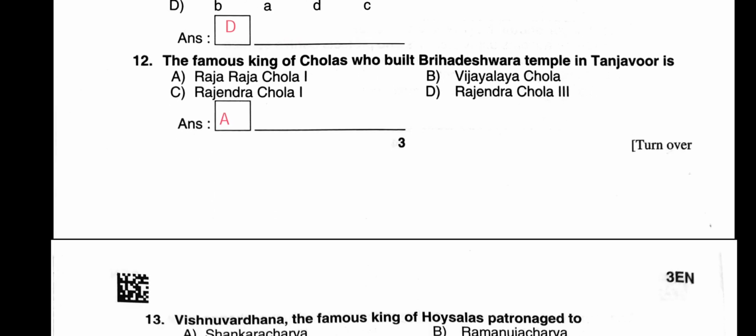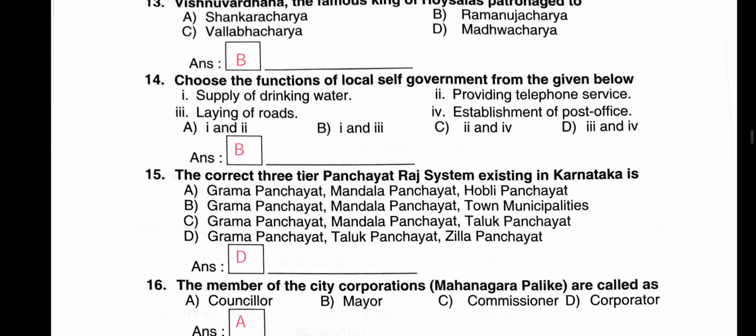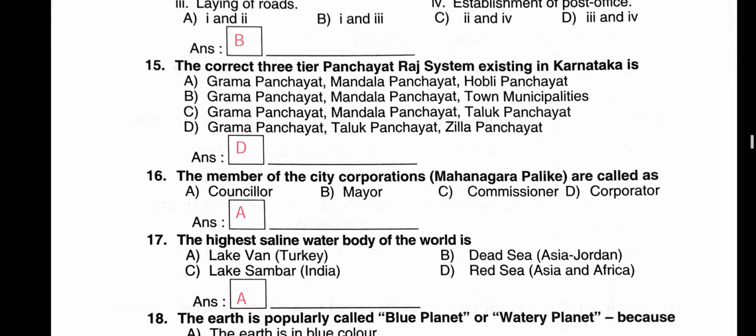The famous king of Cholas who built Brihadeshwara temple in Tanjavuru is Rajaraja Chola I. So option A is the right answer. Vishnuvardhana, the famous king of Hoysala, gave patronage to Ramanujacharya. Option B is the right answer. Choose the functions of local self-government from the given below. So, option B is the right answer, supply of drinking water and laying of roads.